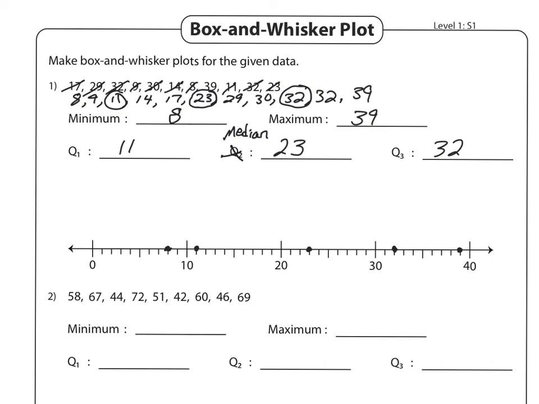So if I raise them straight up, 32, our 23, and our 11, I can make my box. And straight down through the median, make a line, then bring 39 up and bring 8 up, and that becomes your whiskers. And that's all there is to it.